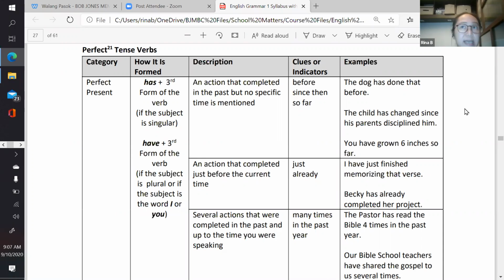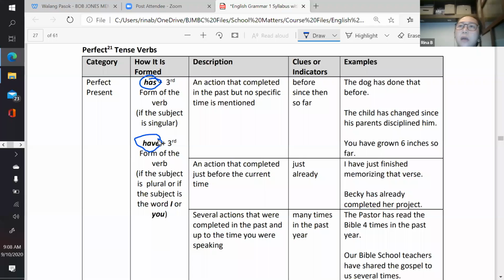For the present perfect tense, you use either has for singular subjects, right? And you use have for plural subjects. Okay? And the pronouns I and you. So for the perfect present tense, you have to think about what is the subject. Is the subject plural? Is the subject singular? So you choose has or have. But the form of the verb will always be the third form. It's kind of redundant, because when we say third form, the third form always has the have verb. Okay.